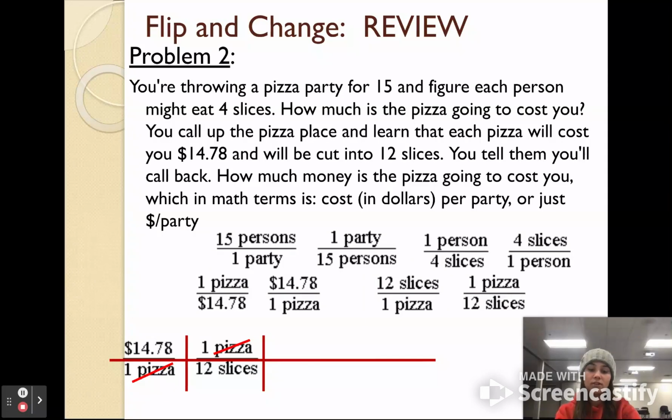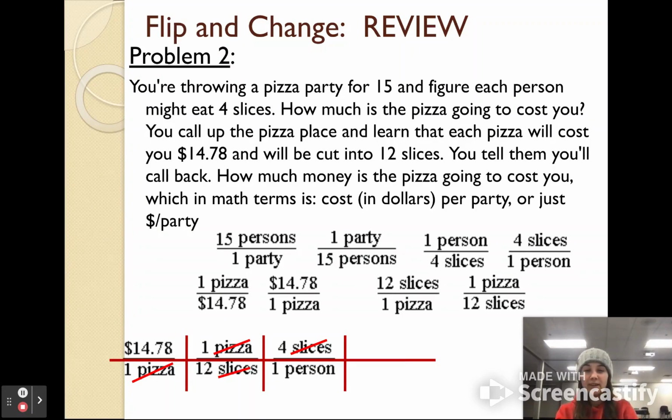If you said 4 slices over one person, you are correct. So I want slices to be at the top, right? Because I want to cancel out slices. Those are not my end units. So I need 4 slices per person. Wonderful. And as you can see, we can keep going on our train track.